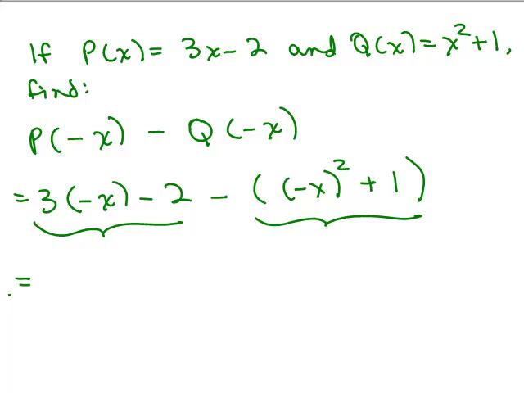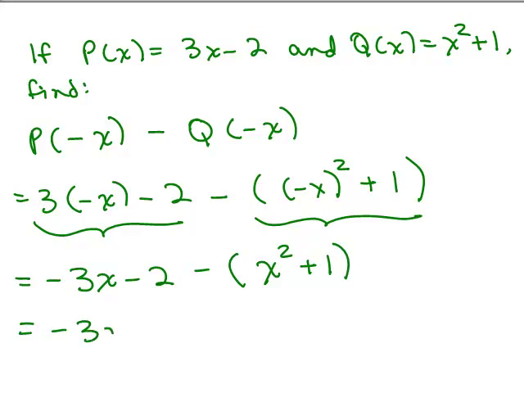All right, now let's simplify this. I have 3 times negative x, which is negative 3x minus 2. Now, before distributing my minus sign, I need to simplify inside the parentheses. What's a negative x quantity squared? A negative x times a negative x is just the same thing as an x squared. So I'm going to subtract that quantity. And now I need to distribute my minus sign. Minus x squared minus 1.